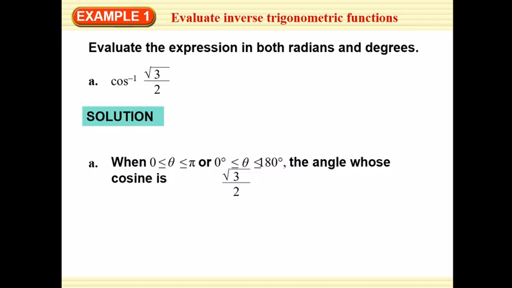Alright, so looking at their solution and how they write it, when the cosine is between 0 and pi, they have a little bit of a different restriction for us. When it's between 0 and pi, which means between 0 and 180 degrees, the angle whose cosine is radical 3 over 2 is pi over 6, as well as 30 degrees, in radians and degrees.